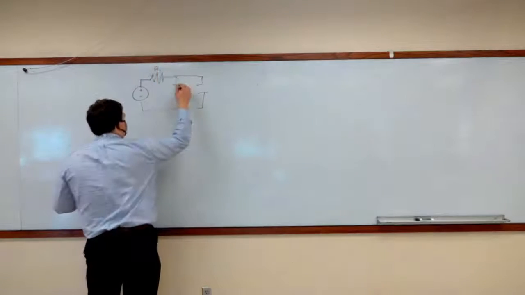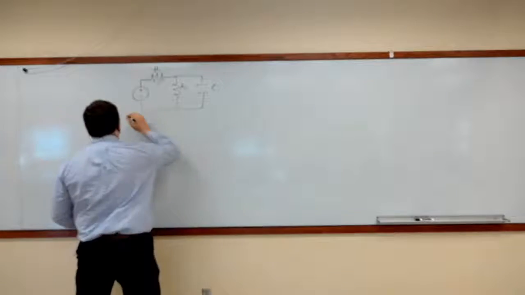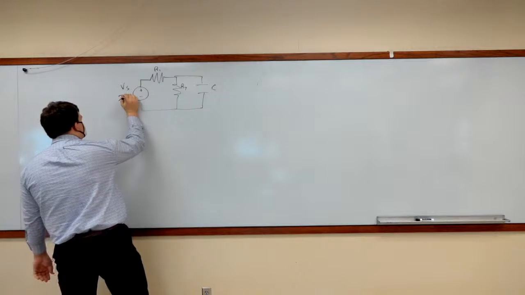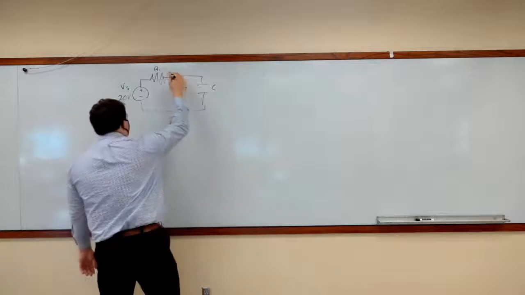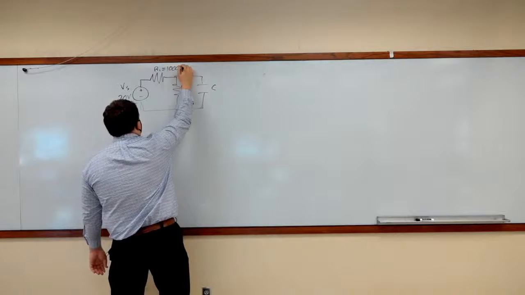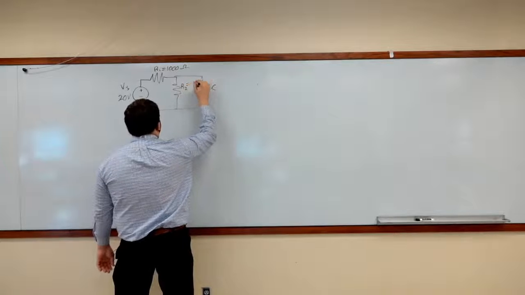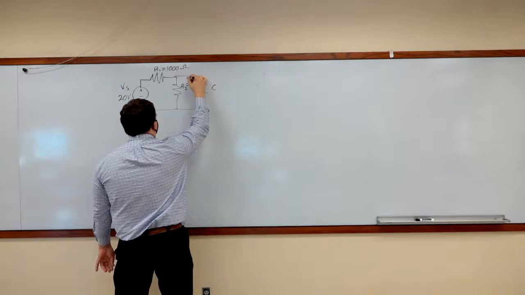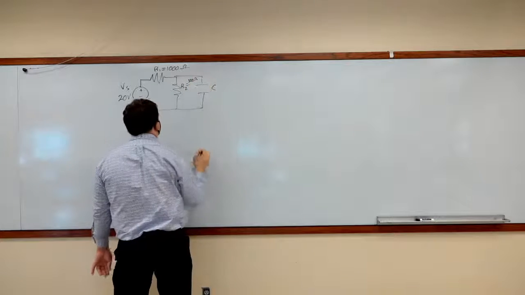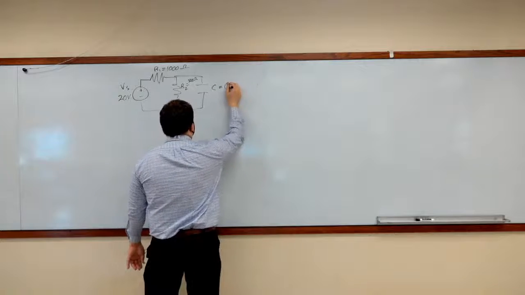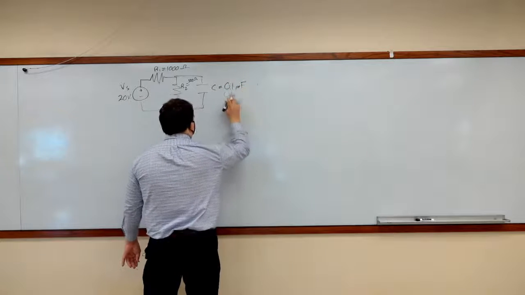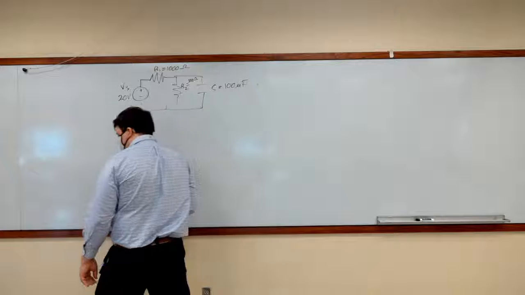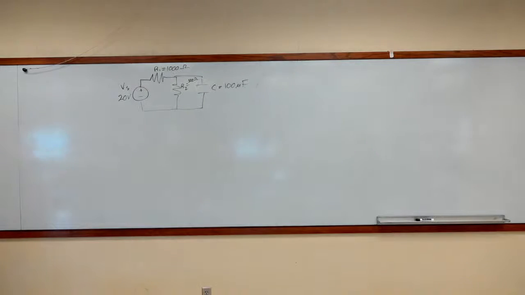All right, we have R1, we have R2, and we have C. We have VS. VS, we're just going to make that equal to 20 volts. Why not switch it up? R1, we're going to make this equal to 1,000 ohms. R2, we're going to make this equal to 500 ohms. Why not? And C, we're going to make this equal to 0.1 millifarads, or I should say 100 microfarads. Okay?